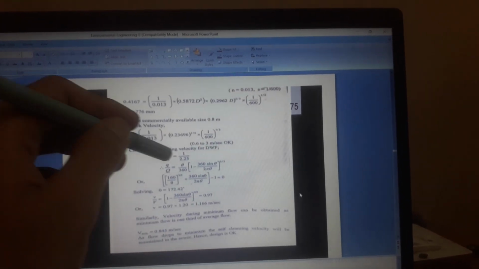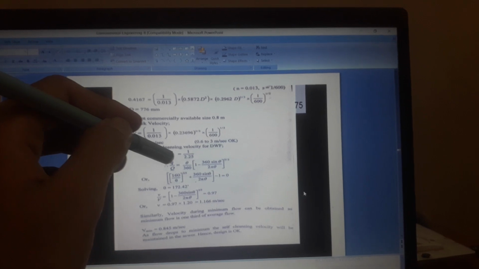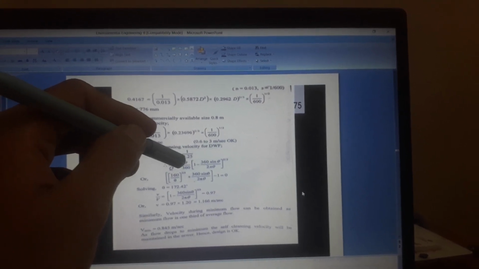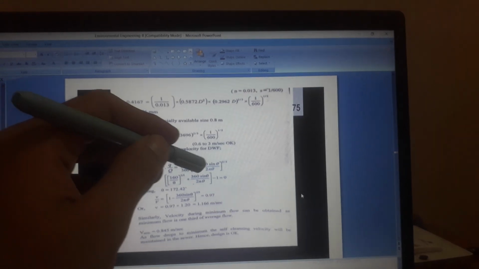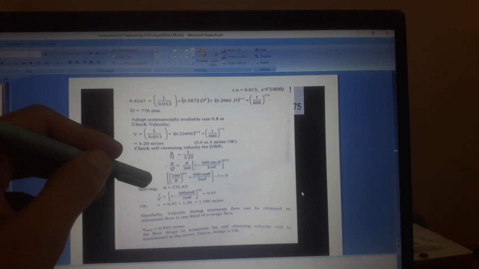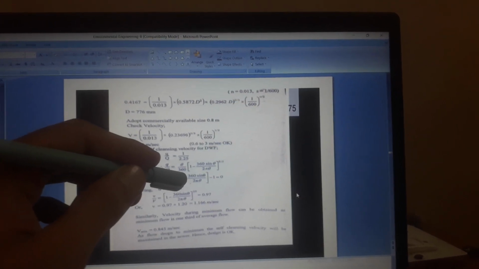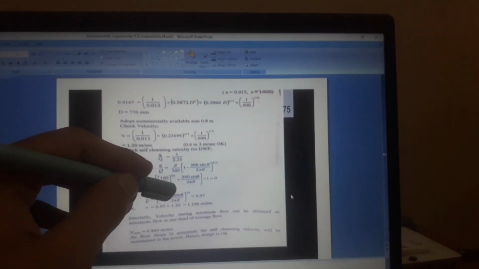Check self-cleansing velocity for DWF. Small q by capital Q is equal to 1 by 2.25. Therefore, small q by capital Q is equal to theta by 360 minus 360 sin theta by 2 pi theta whole raised to 1 by 3, or 160 by theta whole raised to 3 by 5 plus 360 sin theta by 2 pi theta minus 1 is equal to 0. Then solving, theta is equal to 172.42 degree.